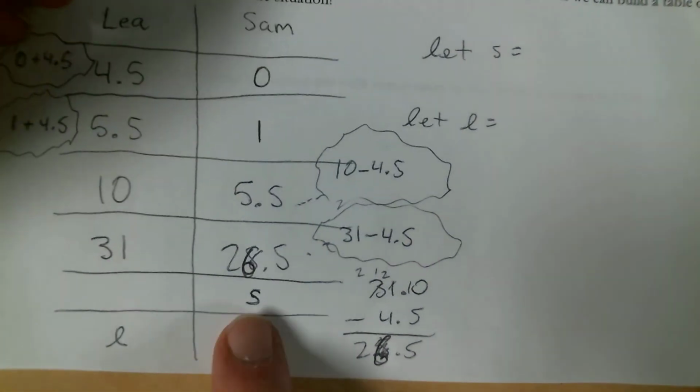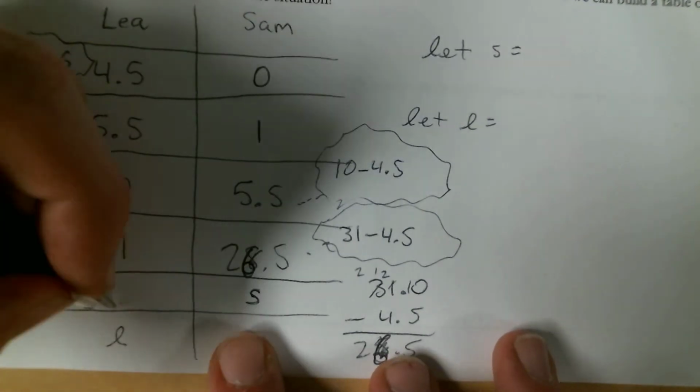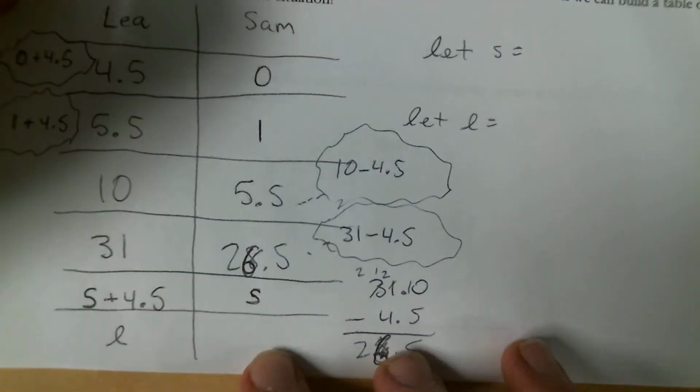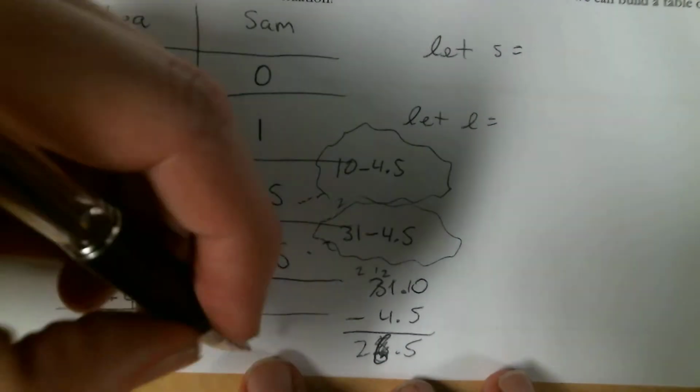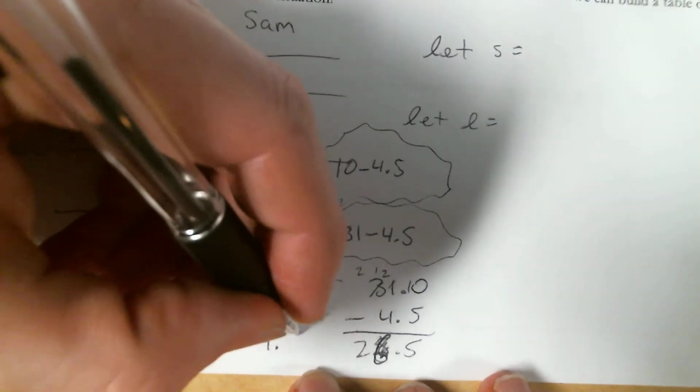Okay? So let's think about this. If you know my age, how can you figure out my sister's age? Well, you can take me, and you can add 4.5 onto my age. You can take S and add 4.5. Or if you know my sister's age, you can take L and you can take away 4.5.